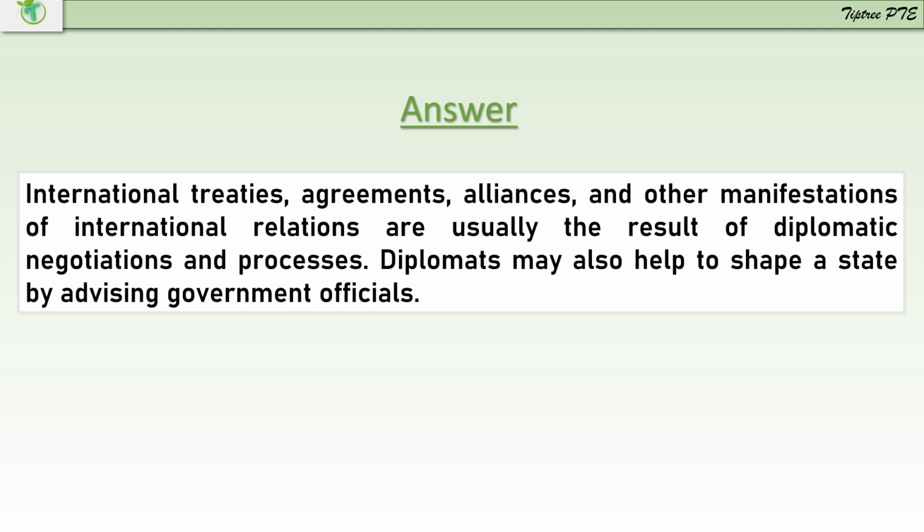International treaties, agreements, alliances, and other manifestations of international relations are usually the result of diplomatic negotiations and processes. Diplomats may also help to shape a state by advising government officials.